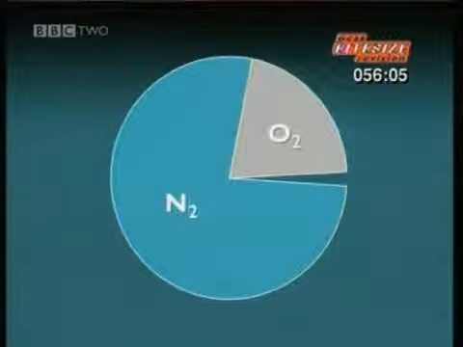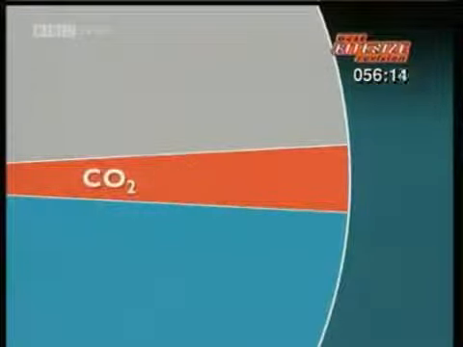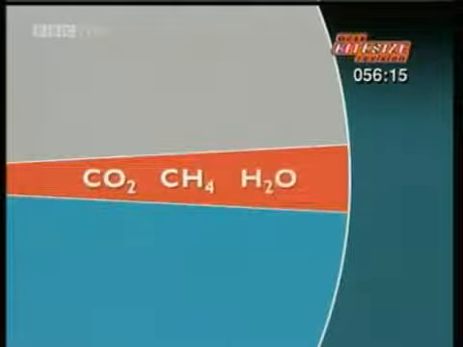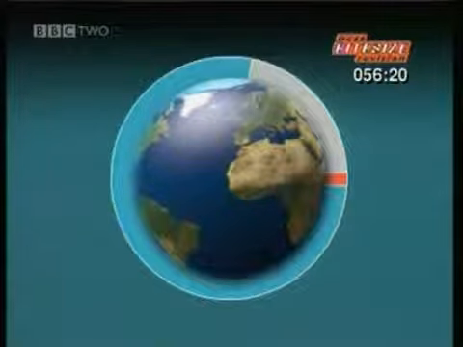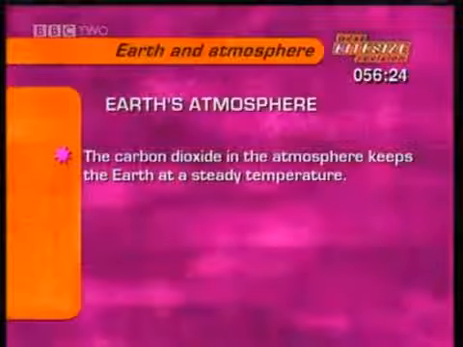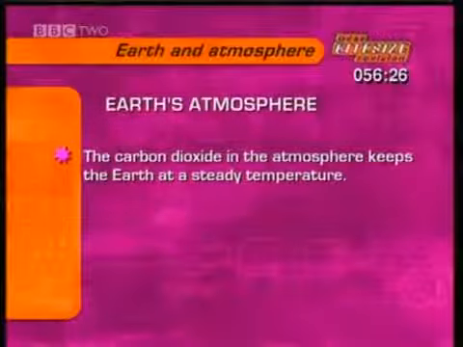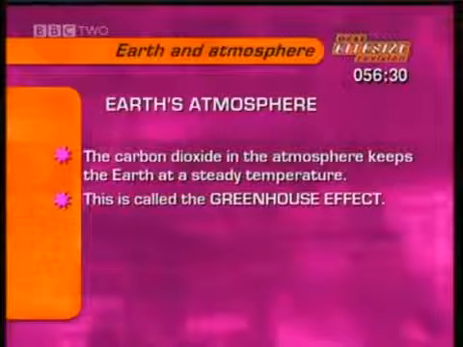The atmosphere is 78% nitrogen and 21% oxygen. The gases that cause the greenhouse effect are contained in the remaining 1%. The main ones are carbon dioxide, methane, and water vapour. Although the greenhouse gases form a tiny proportion of the atmosphere, they are vital to our survival. So it's the layer of carbon dioxide in the atmosphere that keeps the Earth at a steady temperature. This is called the greenhouse effect.